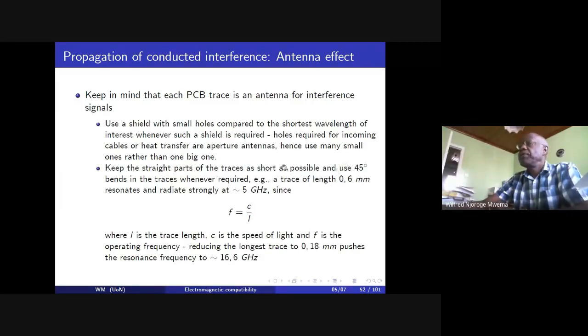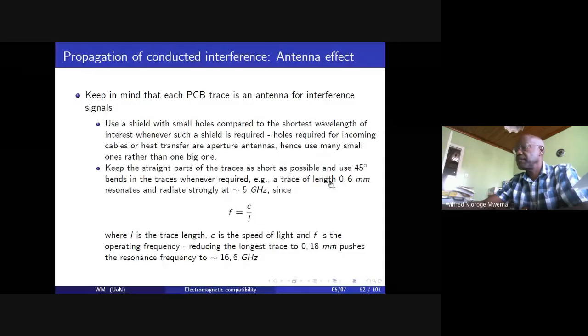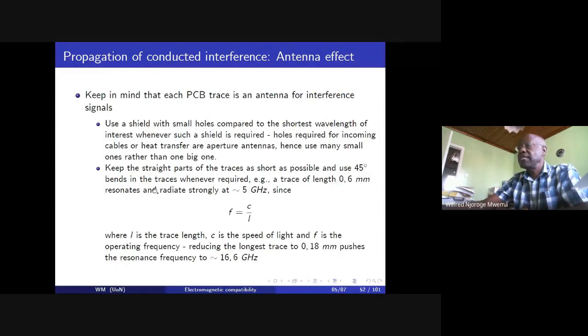So we use 45-degree bends in the traces whenever we want to change direction of the trace. For example, a trace of length 0.6 millimeters will resonate and radiate very strongly at around 5 gigahertz, because F is given by the speed of light divided by the length, F = C/L, where L is the length of the trace itself, C is the speed of light, and F is the operating frequency.